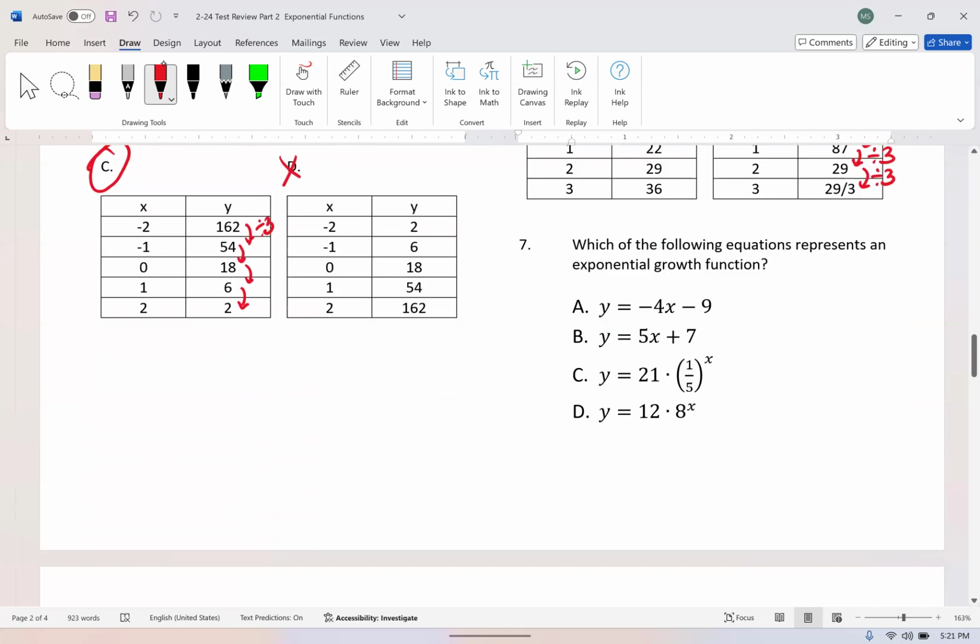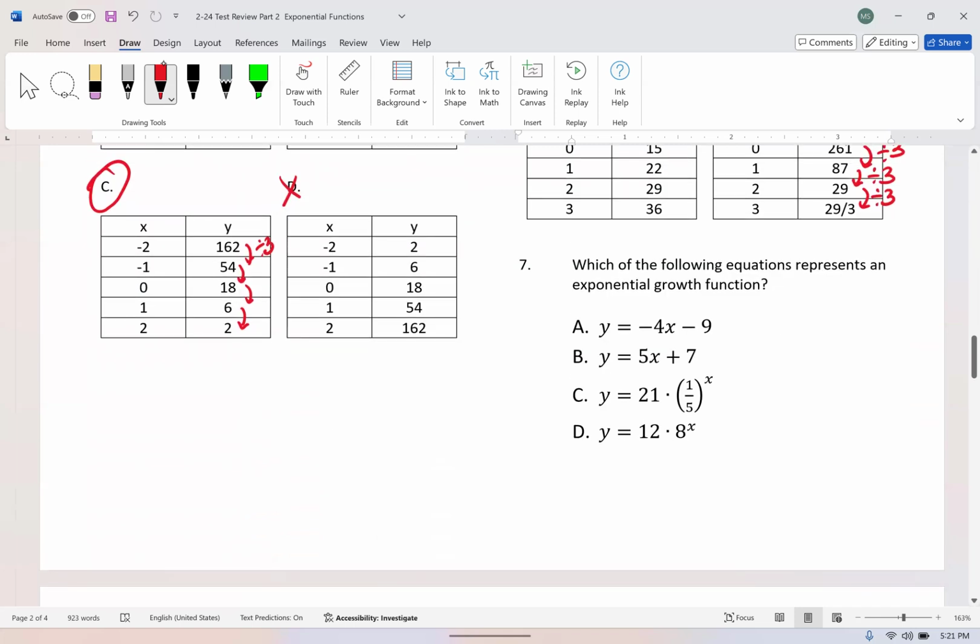All right. Number 7, it says which of the following equations represents exponential growth? Now, an exponential growth function looks like this. y = a times b to the x. So that means A and B are definitely not correct because those are linear. A and B right here, these are in the form y = mx + b. So those are linear. So it's either C or it's D. Both are exponential, but one of them is growth and one of them is not.